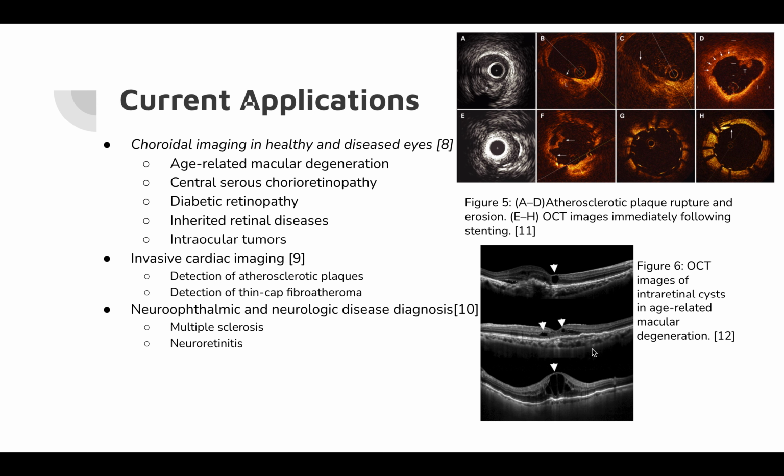Lastly, OCT can be used for neuro-ophthalmic and neurological disease diagnosis such as multiple sclerosis and neuroretinitis. On the top right, you can see OCT images of atherosclerotic plaques, rupture, and erosion, followed by OCT images after stenting in the location of the plaque. In the bottom right, you can see OCT images of intraretinal cysts on patients with age-related macular degeneration.